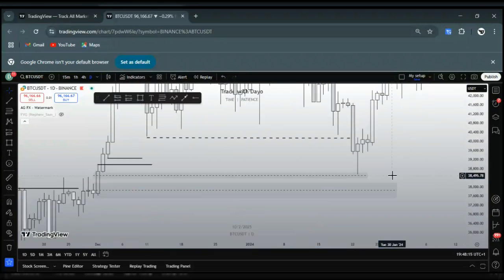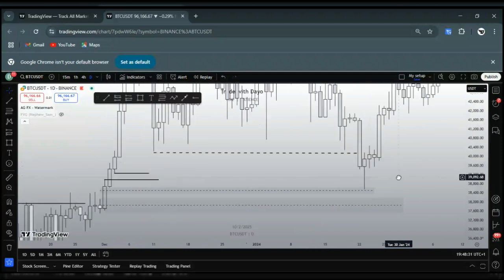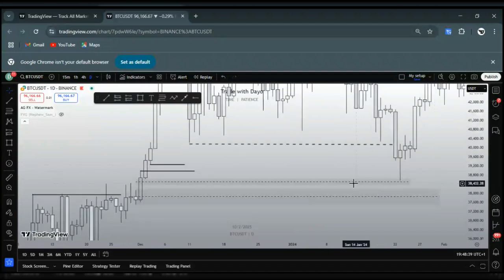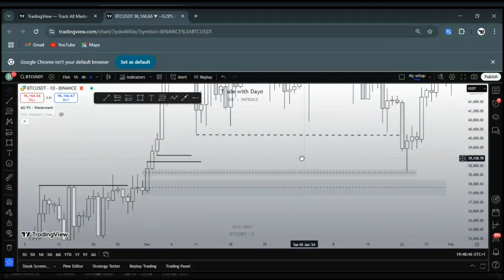And again, I said something. I said if you are very attentive to price actions of different pairs, you know that every pair or asset has its own character. As you can see now, BTC refused to tap into the 50% consequent encroachment of our order block.